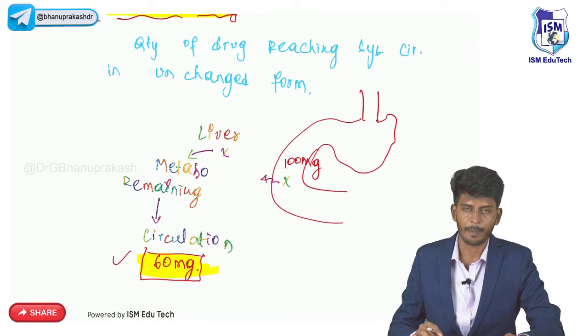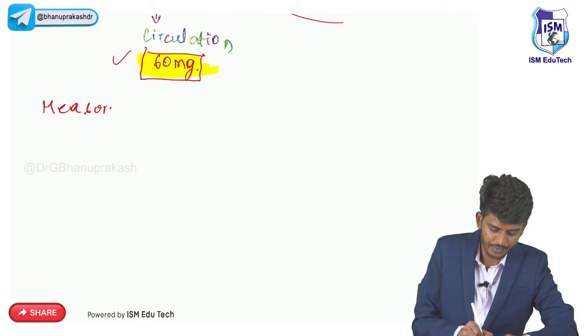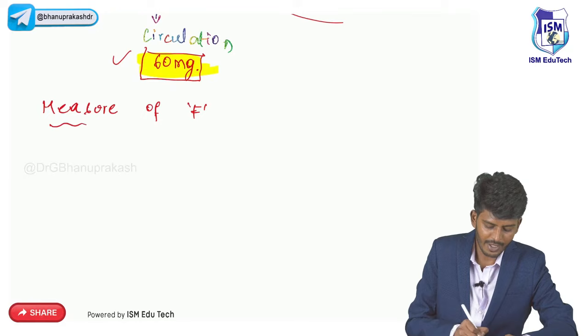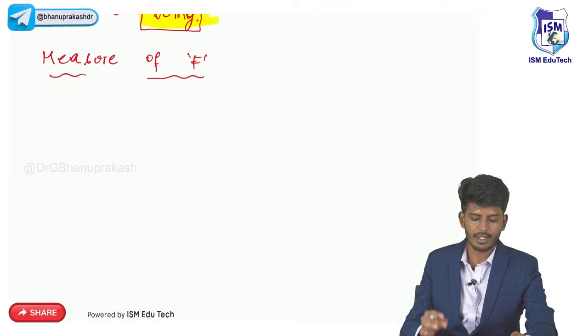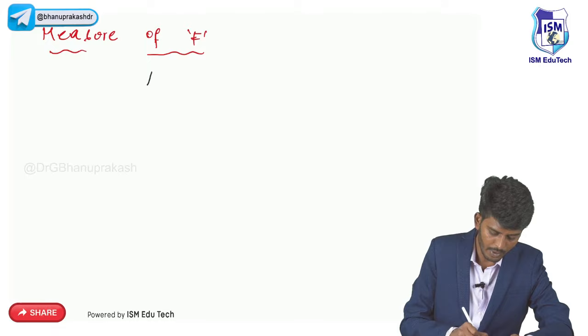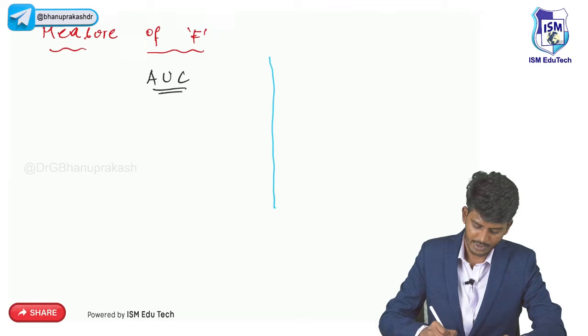Now, when you're learning about bioavailability, you need to understand the measure of bioavailability. How exactly are you going to measure that? It is measured with the help of a concept called area under the curve. Now, what do I mean by area under the curve? Let's take one simple method here and understand.